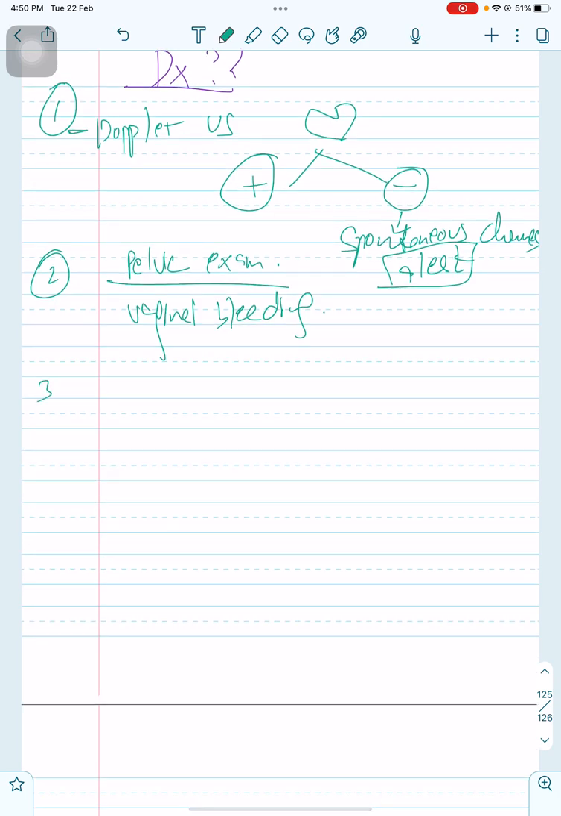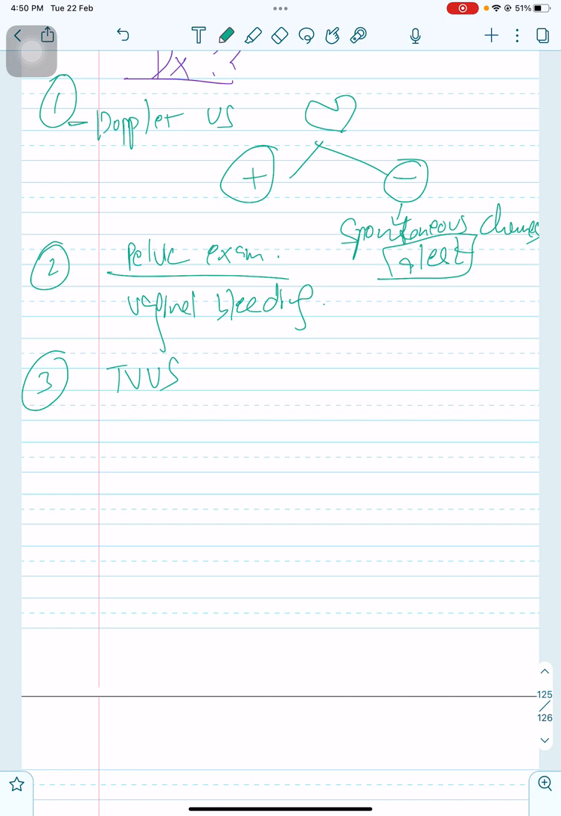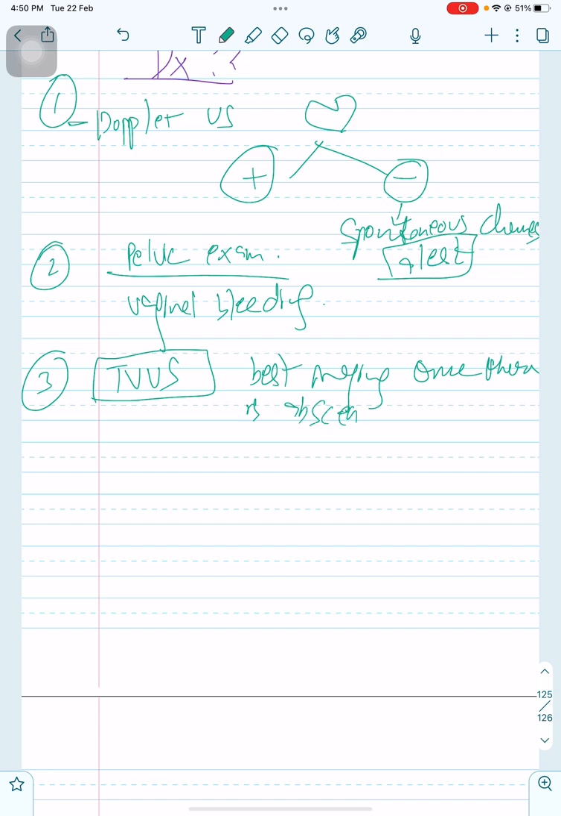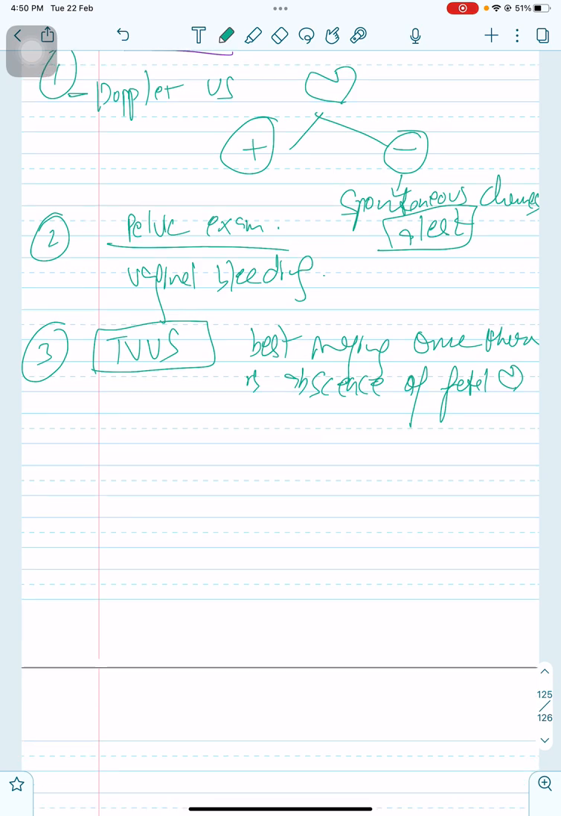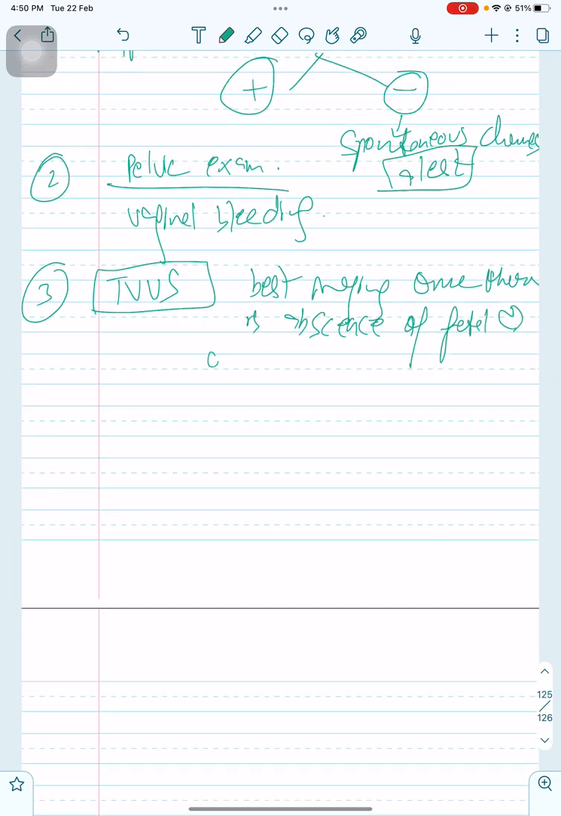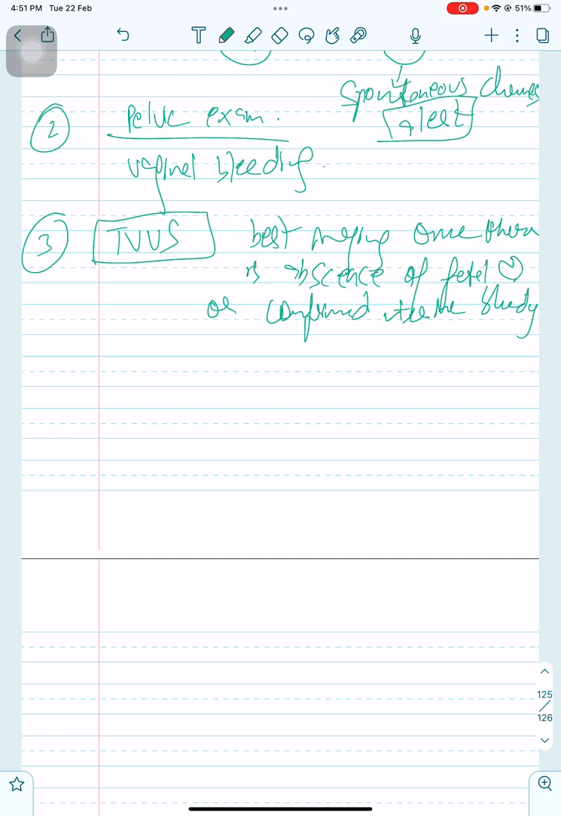And then comes transvaginal ultrasound. Okay, now when do we do that? It's the best imaging, done once there is absence of fetal cardiac activity, right? Or confirmed uterine bleeding, okay? And now we did this as well.